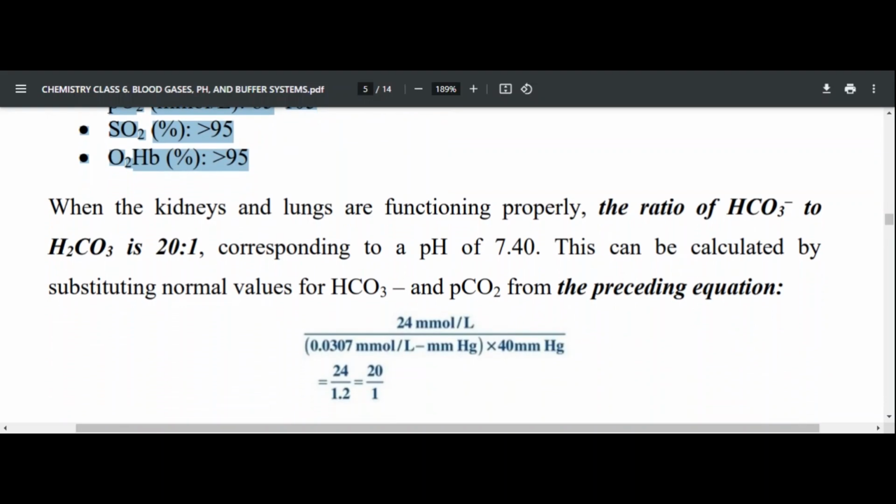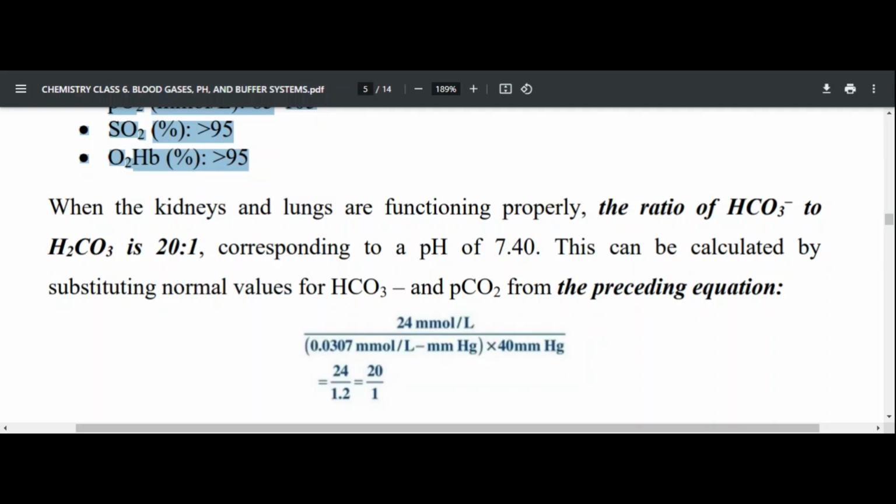So when kidneys and lungs are functioning properly, the ratio between bicarbonate and carbonic acid must be 20:1. So 20:1 is just a ratio. Sometimes there's one thing that some people fail. Sometimes they can reverse it. They would ask, what is the ratio of carbonic acid to bicarbonate? That is reverting it back.